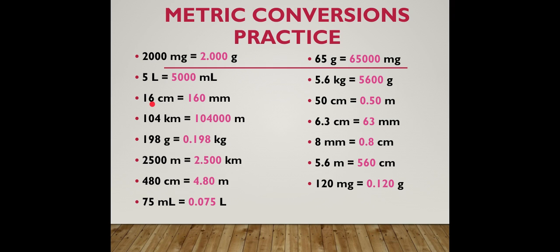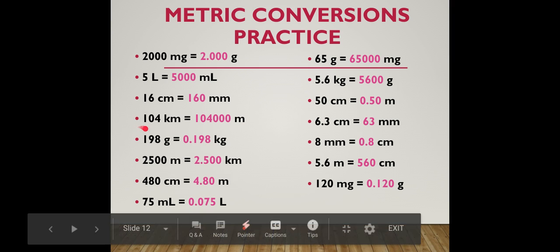Our 16 centimeters to millimeters. Centimeters is just one jump, so we add a 0. 1,400 kilometers to meters. Kilometers is 1, 2, 3 jumps to our base unit, so we add 3 zeros. 198 grams to kilograms. We need to go from our base unit 3 to the left, so we're going to jump 1, 2, 3.